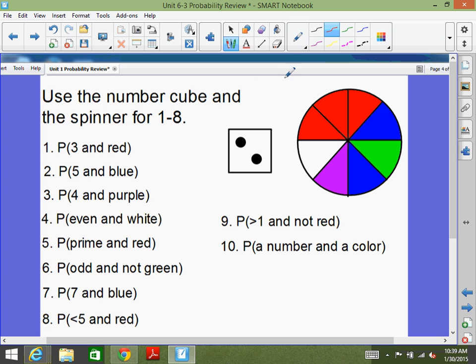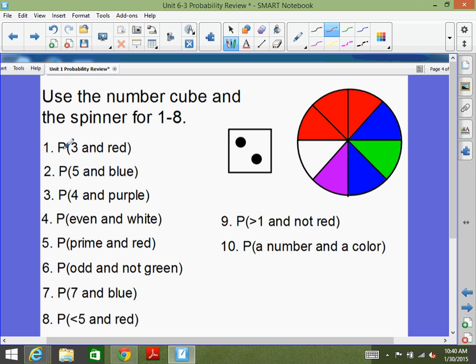Okay. What do you think these questions are going to be? Compound. Why? What else do you notice? 2 symbols. Two tools, right? We got a die and a spinner. All right, here we go.